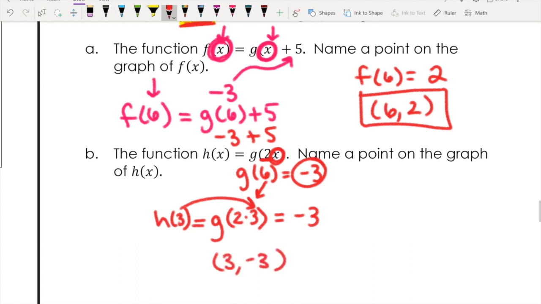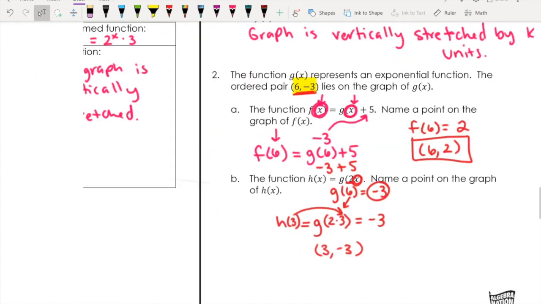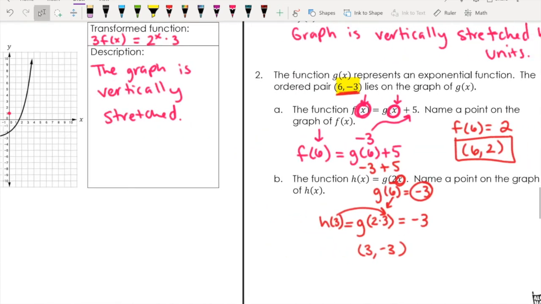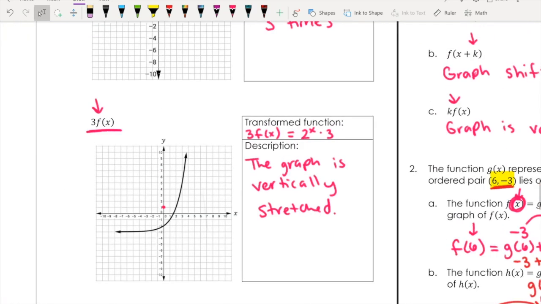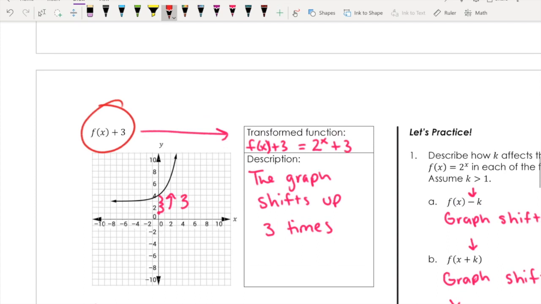Okay, that one was a little bit tricky, I understand, but the main focus is knowing what shifts and what doesn't shift. So what you need to do is you really need to focus on these parts right here. This, and all those other ones.